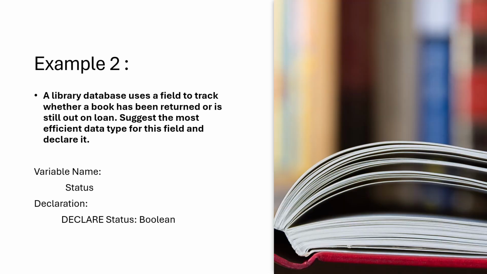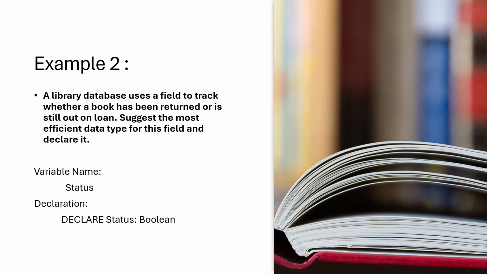Another example is of a library database which uses a field to track whether a book has been returned or is still out on loan. Suggest the most efficient data type for this field and declare it. The identifier that has to be used here is the status of the return. So I just use the variable name status here. And this status can be either returned or out on loan. So it can be either true or false. So we can take it as a data type Boolean.